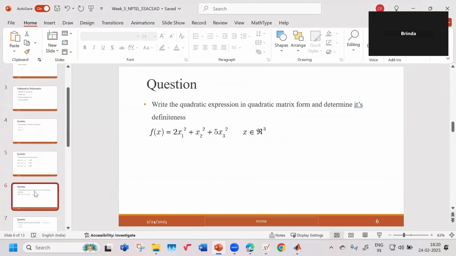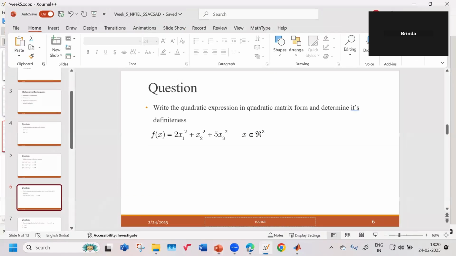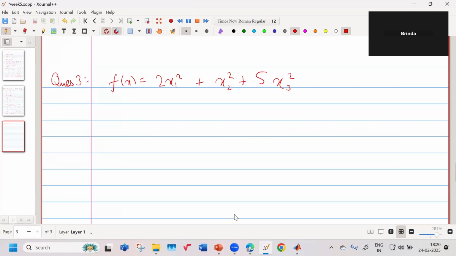Write the quadratic expression in quadratic matrix form and determine its definiteness. All right, so question 3. This is my f of x. f of x is equal to 2x1 square plus x2 square plus 5x3 square. Okay, this is my f of x.